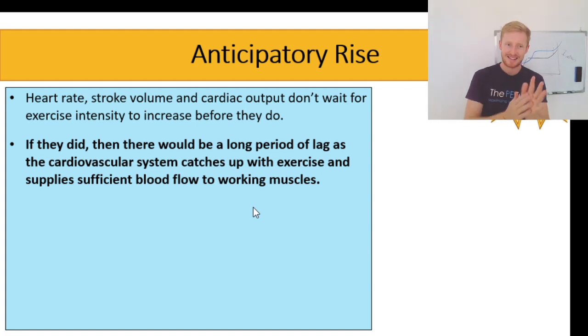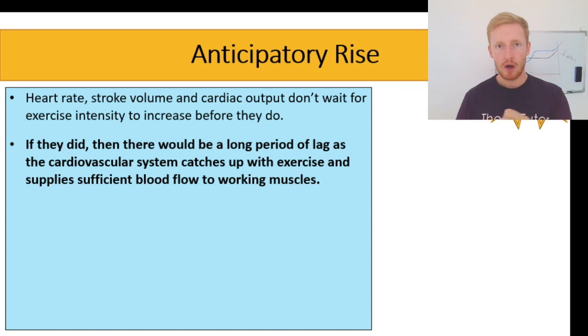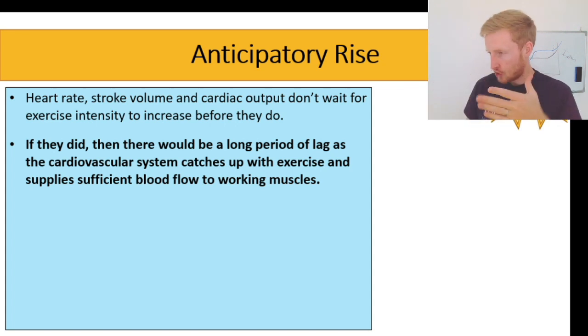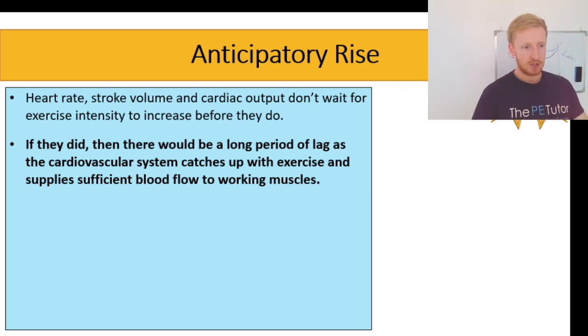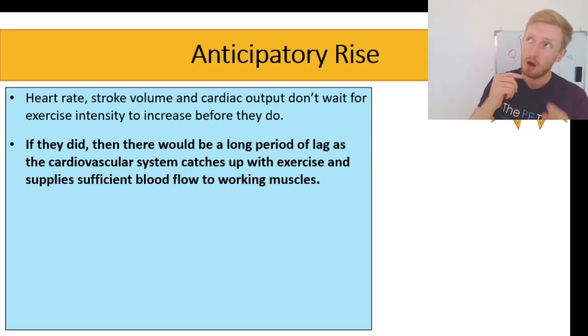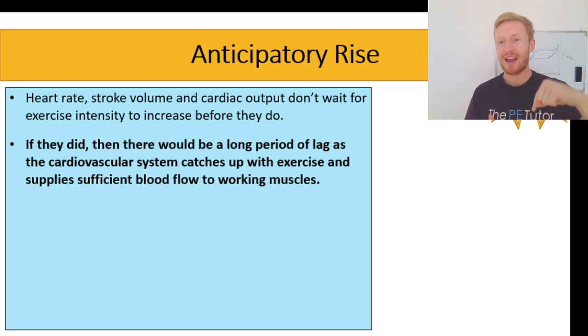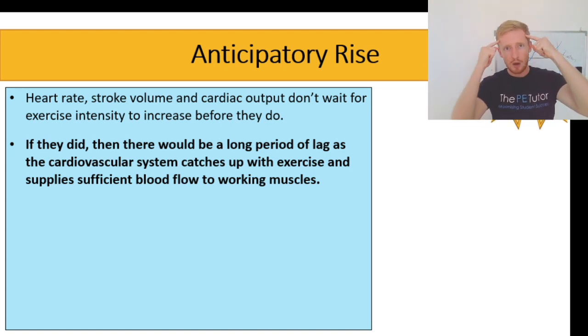But one of the last things I want to talk about today is anticipatory rise. Now, that word, anticipatory, you're probably thinking sounds like anticipation. You're right. Anticipatory rise is this spike, a sharp increase in heart rate in anticipation of starting. So heart rate, stroke volume, cardiac output, they don't wait for the exercise intensity to increase. Well, I say that, but this is so long as you know that exercise is coming. If you were just sitting down, let's say right now you're not expecting to do any exercise, but I said do 10 star jumps, you would do 10 star jumps, there wouldn't be any anticipatory rise because you didn't know that it was coming.